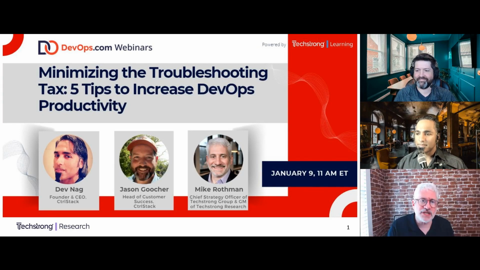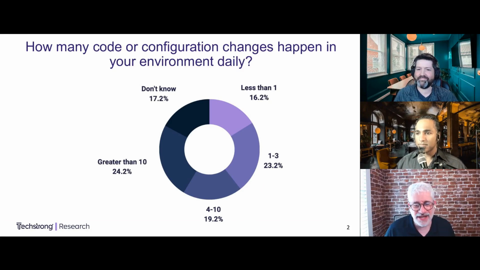But it really does focus on this idea of the amount of time you spend troubleshooting issues that come up within your DevOps environment. And the first thing that drives a lot of these issues is our first data point, right? And that's how many code or configuration changes happen in your environment daily, right?